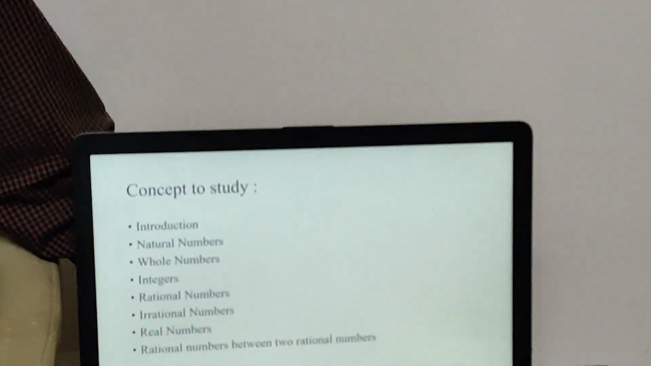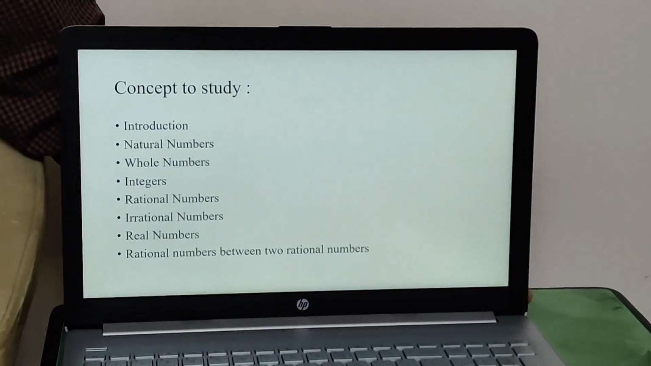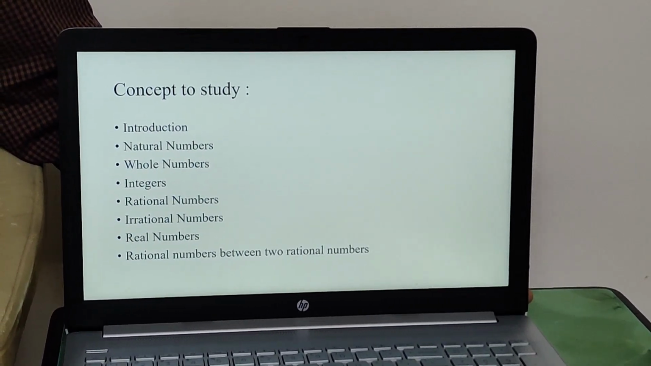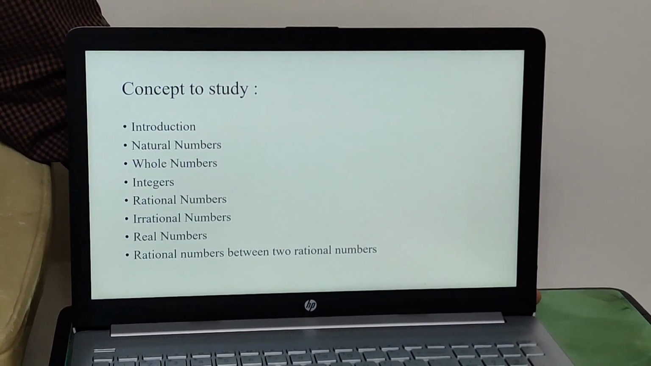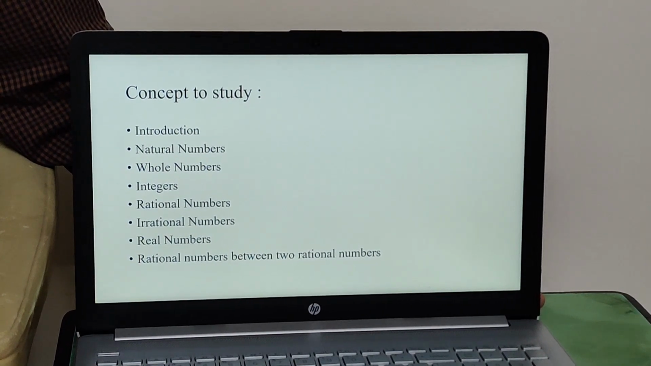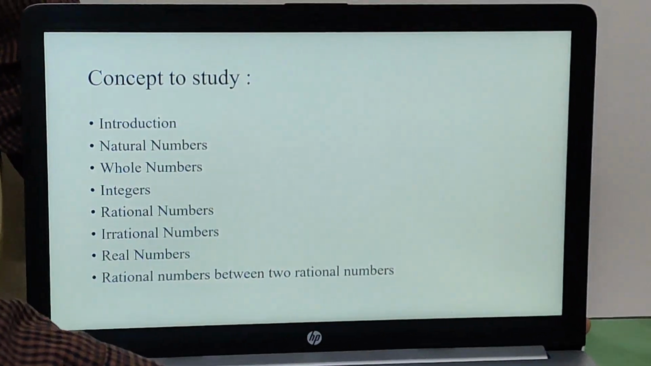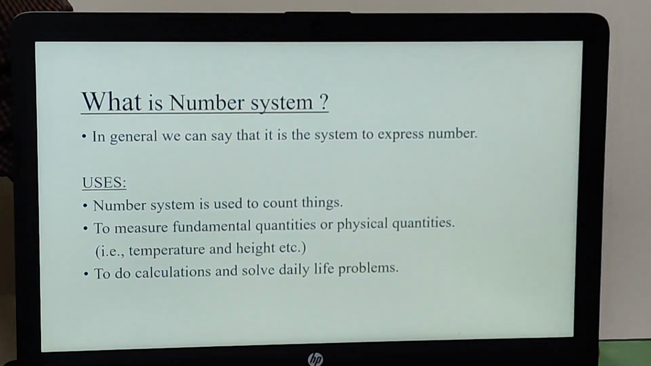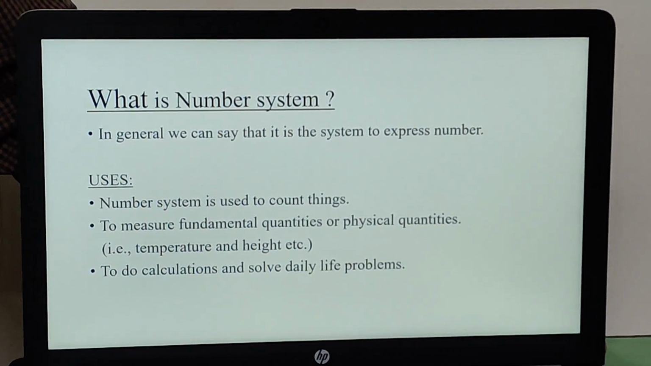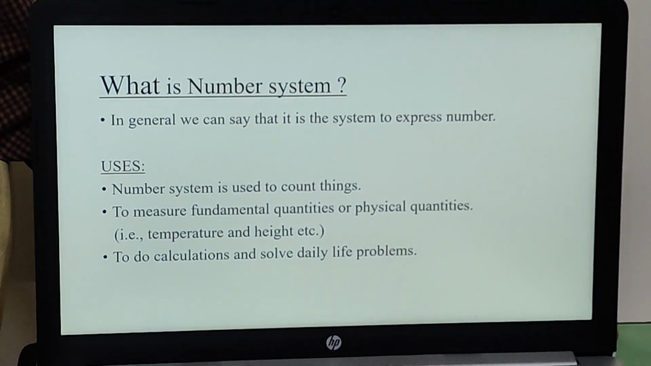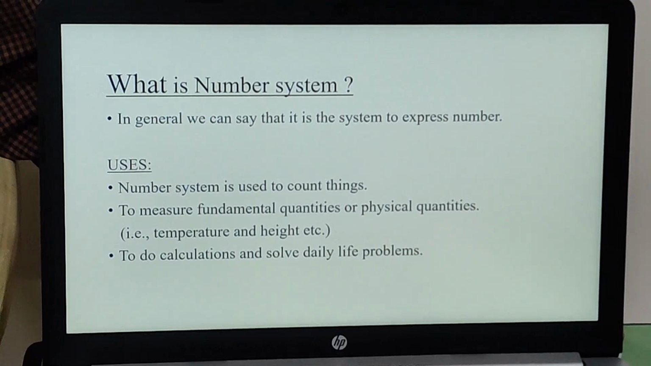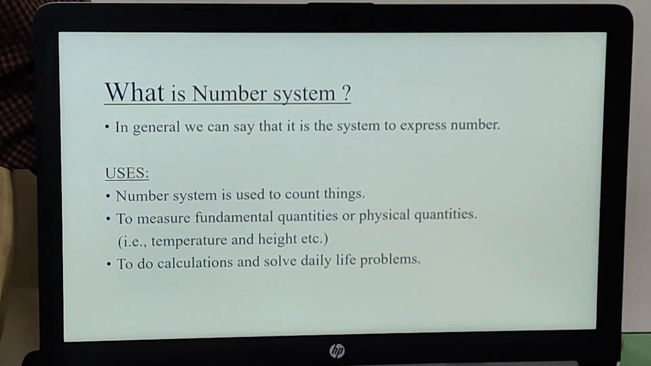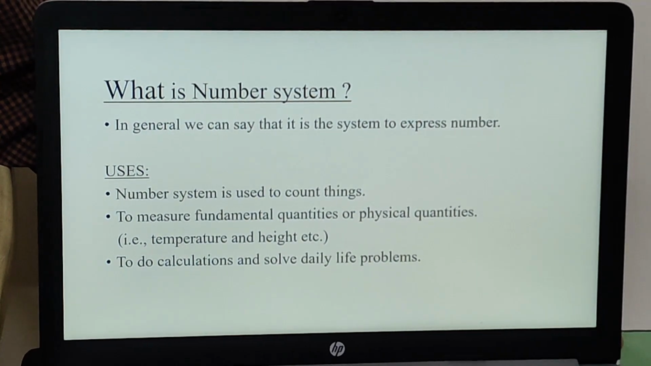The concepts we are going to study today are introduction to number system, natural number, whole number, integers, rational number, irrational number, real number and rational numbers between two rational numbers. First, as per the name of the chapter, number system. What is a number system? In general, we can say that it is a system to express numbers.